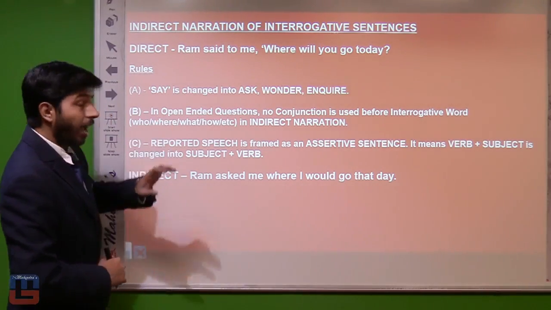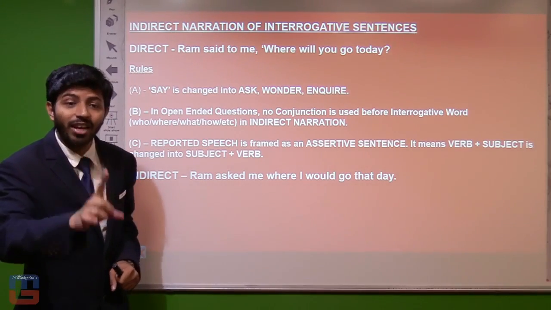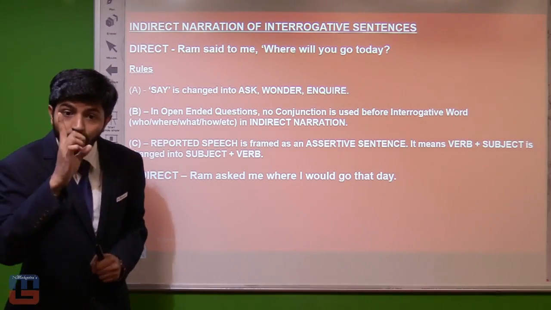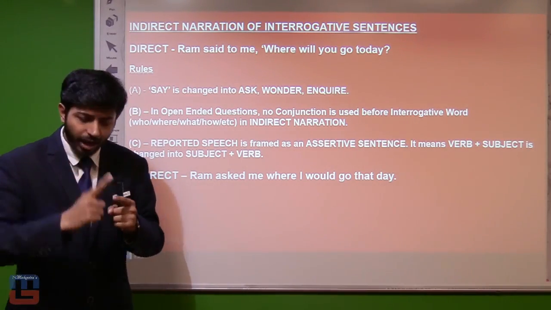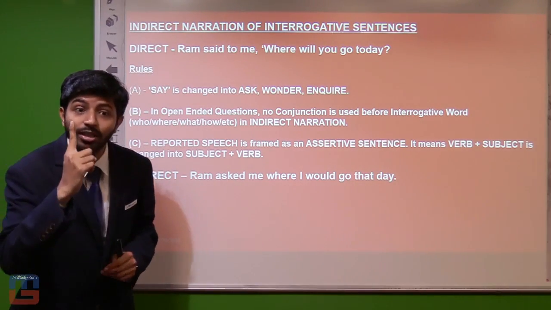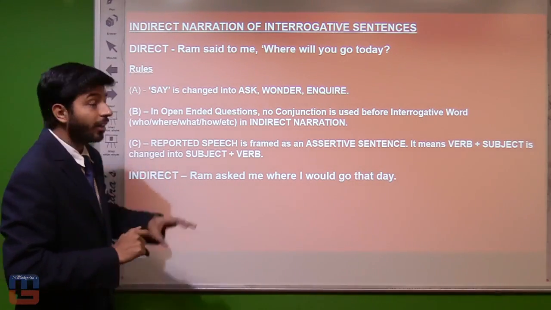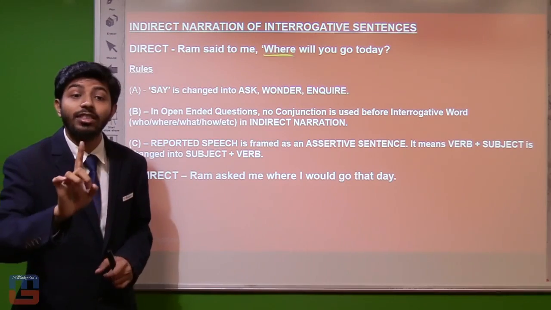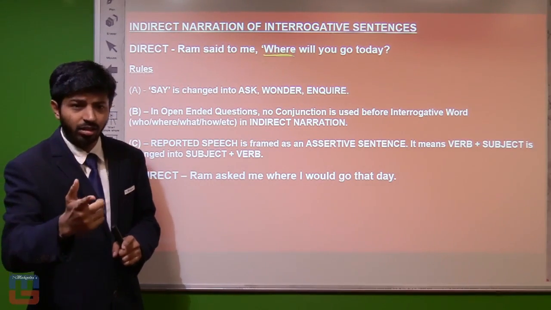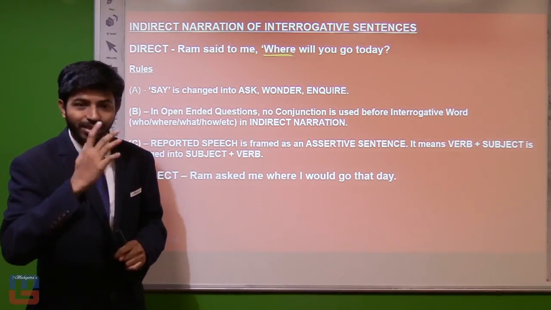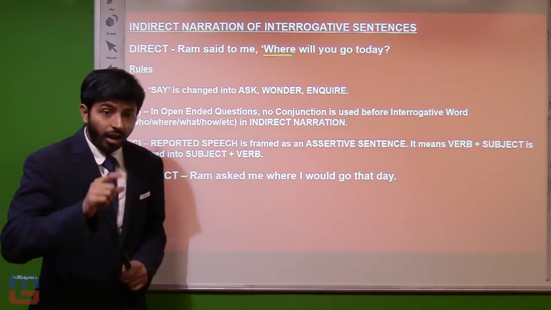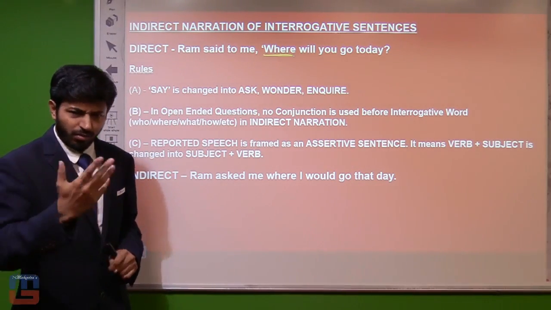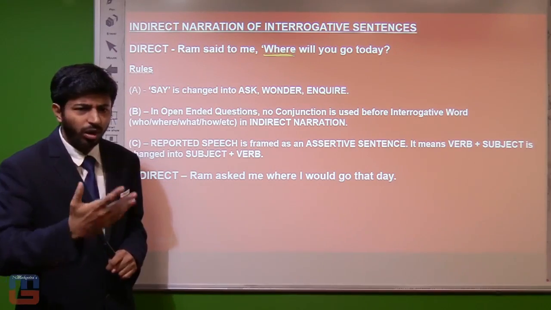Rule B: in open-ended questions, when a WH word is used in the interrogative sentence, no conjunction is used. Neither if, whether, nor that; no conjunction is used. This is a very important thing. When a WH word is given in the direct speech interrogative statement, no conjunction is used. So in an open-ended question, no conjunction is used before the interrogative word, such as who, where, what, the WH words, in indirect speech.